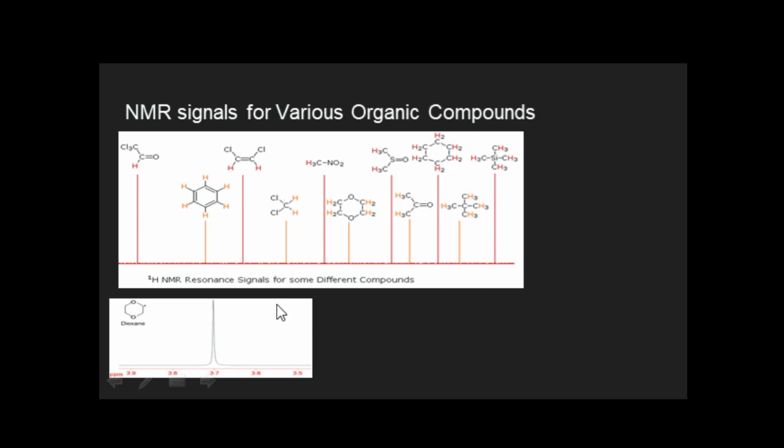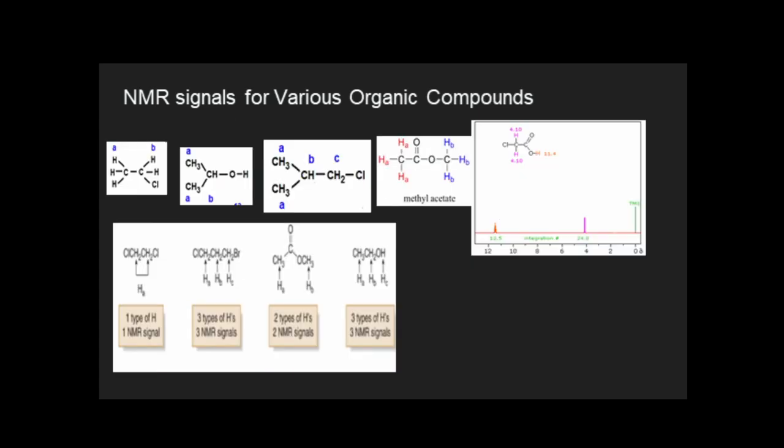Like this, all the protons are different in number but show a single peak. Such types of protons are called equivalent protons. Okay, let us see here this chloroacetic acid.